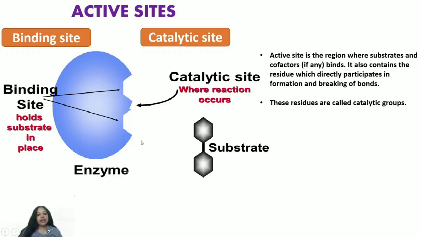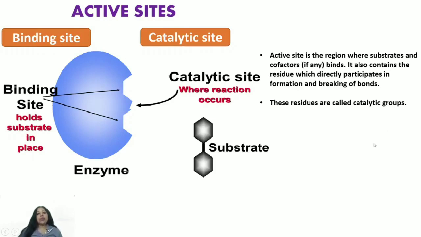This is the enzyme and this is the substrate. Substrates bind to an enzyme, so binding takes place at the binding site, and there must be a formation of product, so there must be a catalysis, or there must be formation of new bonds followed by breaking of bonds, and this is all done on the catalytic portion or catalytic site of the enzyme, right? So these residues which are involved in the catalytic site where the reaction occurs are known as catalytic groups.